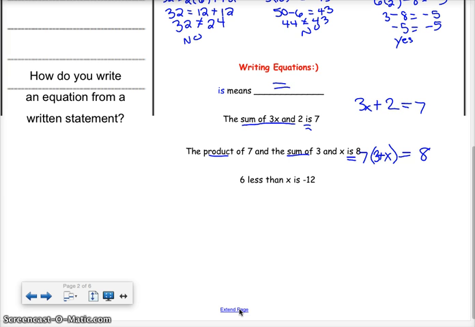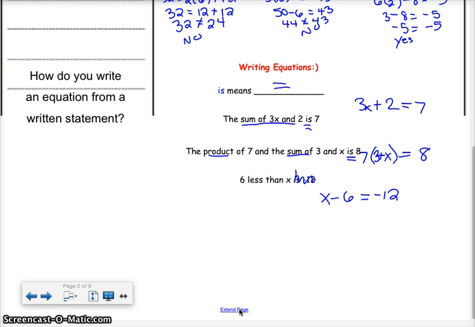6 less than x is negative 12. Look what I do. What did I do first? I put the equal sign. It helps me the most. So now I have this gone. 6 less than x. Is it x minus 6 or 6 minus x? X minus 6. Yep, because less than means less important. You put that number second.